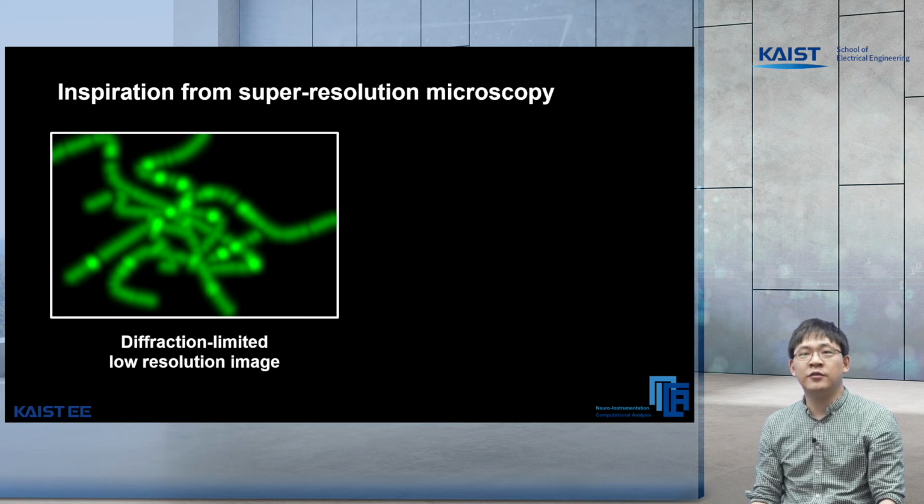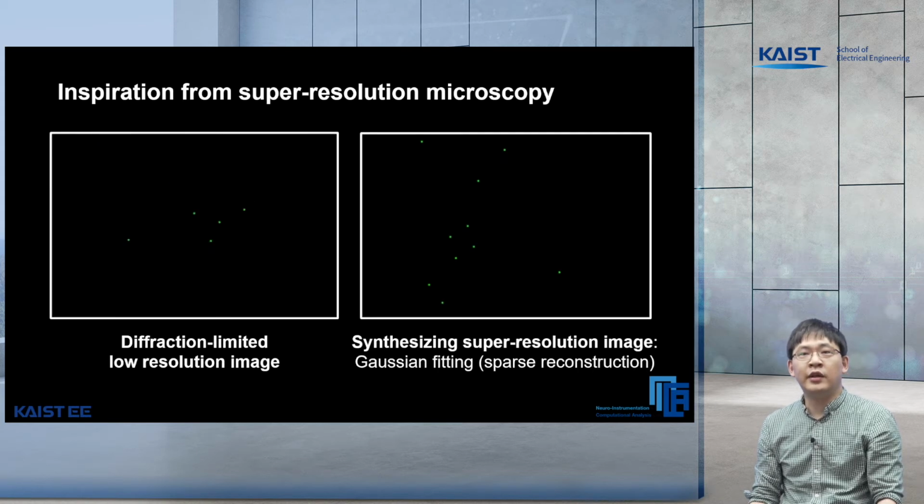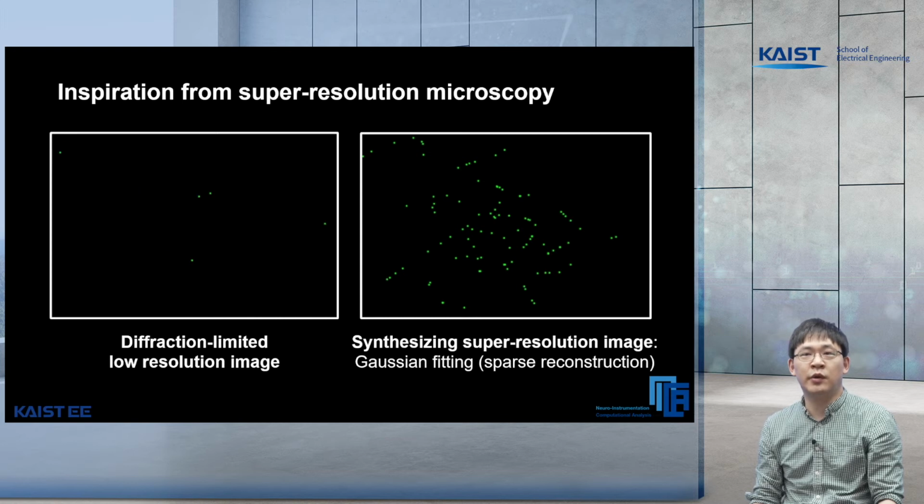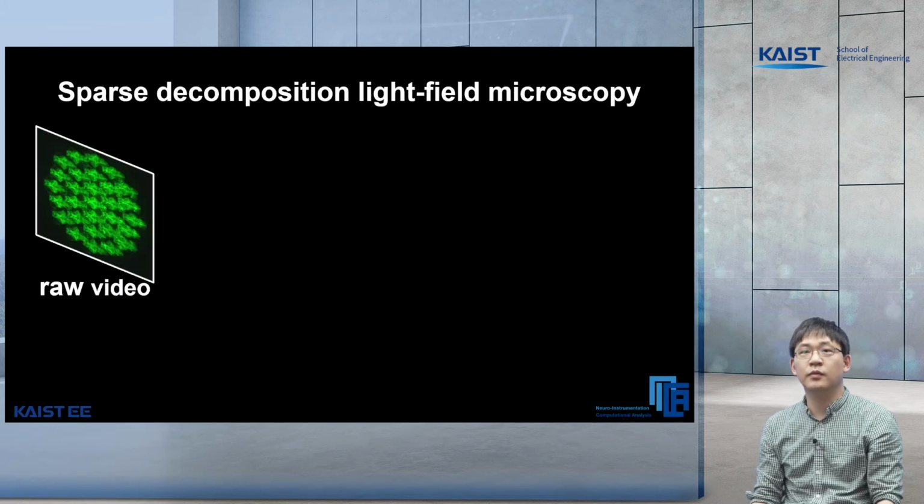The main idea of super-resolution microscopy is that if you can image only a small portion of the object in each frame, you can accurately find the location of their centers even if the image looks very blurry. And we can collect those center locations to construct a super-resolution image. So we took this idea and used it for brain imaging as follows.